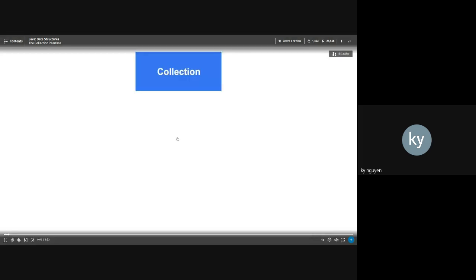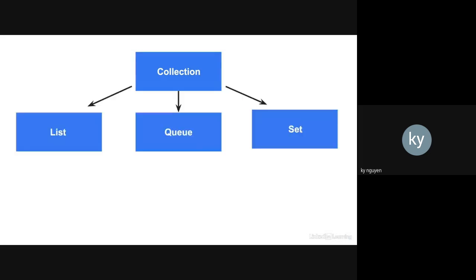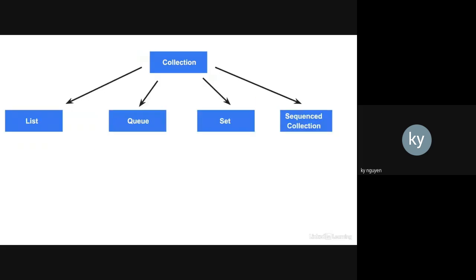Most data structures in Java implement the collection interface. So if you've ever even created a simple list, then you've probably used the classes that implement collection. There are several other interfaces that sit underneath this, so things like list, queue, and set all extend the collection interface. And since Java 21, there's also a new one called sequenced collection, and this provides a more uniform way of getting the first and last elements in the collection.